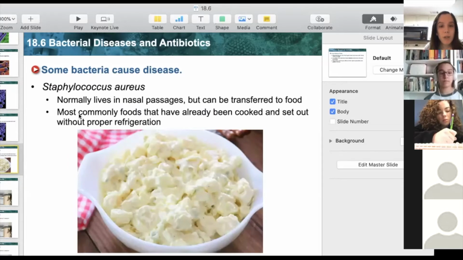Now, most commonly, you get food poisoning through Staphylococcus from foods that have already been cooked and then set out without being refrigerated. So, one common example is potato salad. When you bring potato salad to a picnic, it stays outside for a while and it should be refrigerated. But if it stays out for a couple of hours and warms up to room temperature, then that's a good place for bacteria to grow.